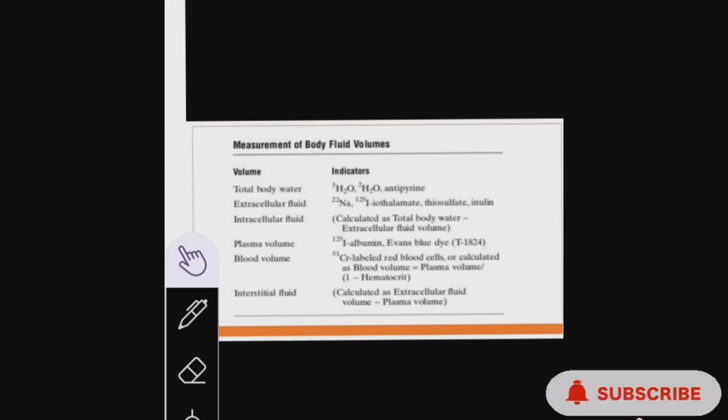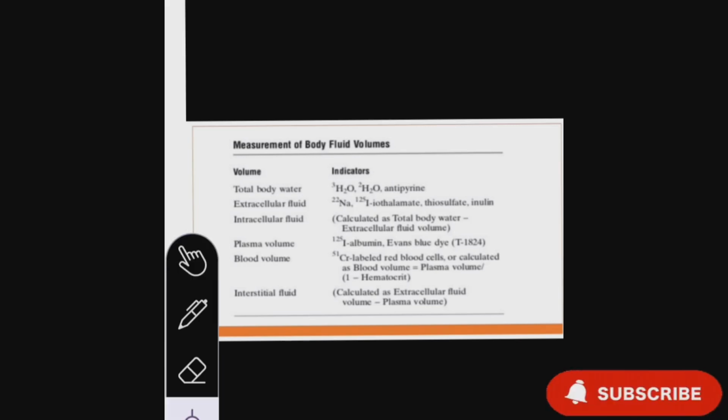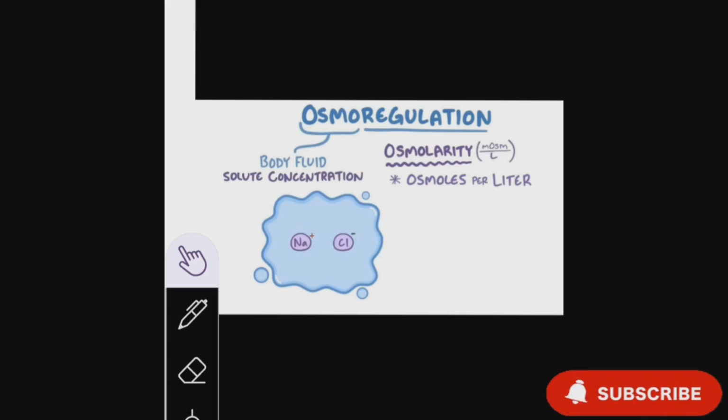Take note. On the screen are some of the indicators that are used. For total body water, we use tritium, deuterium, and antipyrine. For ECF, you can use sodium, iodine, or inulin, right? ICF, you calculate. For plasma, you use albumin or Evans blue dye, right? And then for interstitial fluid, you calculate. It's very important. So quickly, let's run through osmosis and osmolarity.